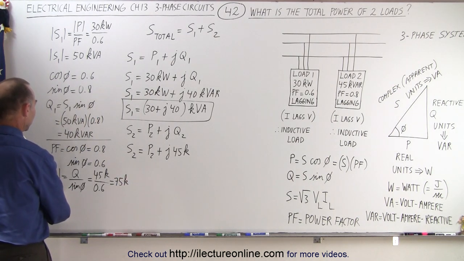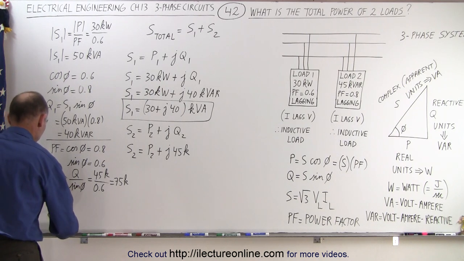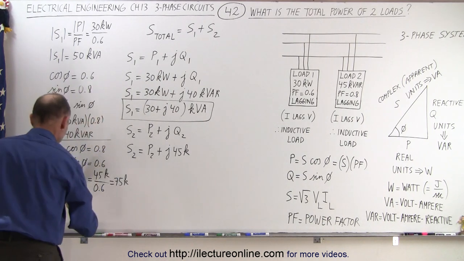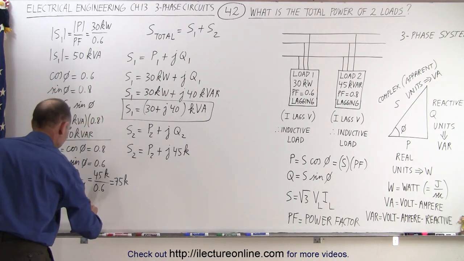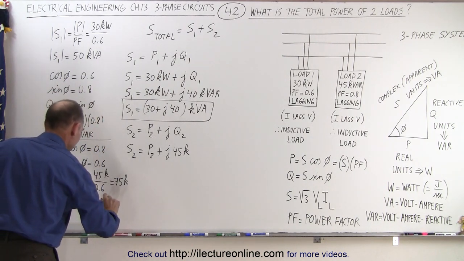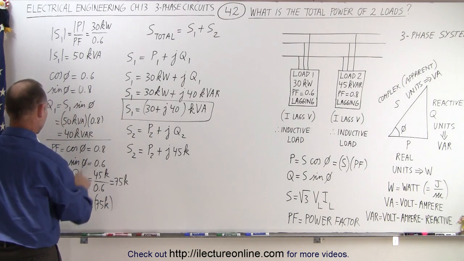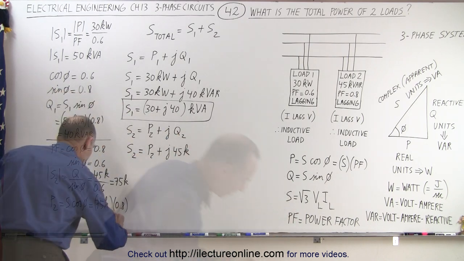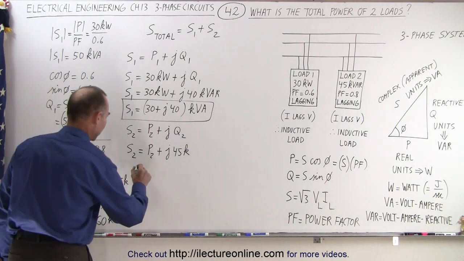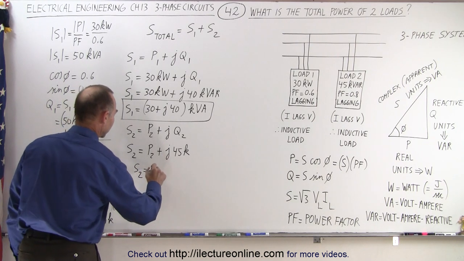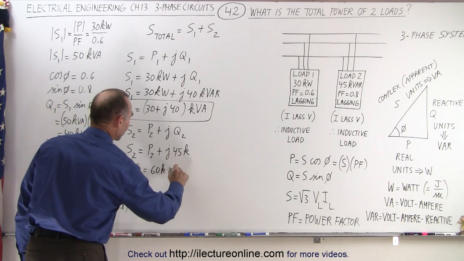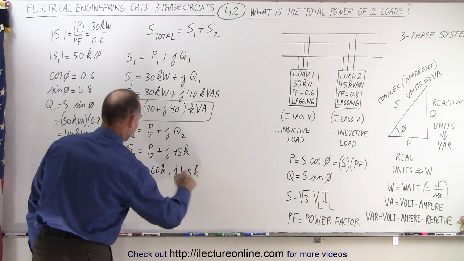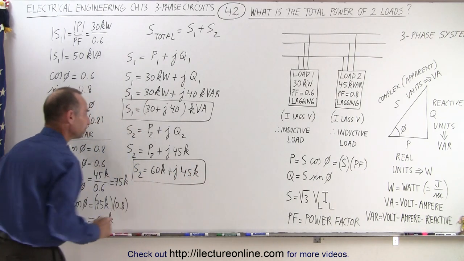So now that we know S, we can find P2. P2 is equal to S times the cosine of phi, the power factor, so that's 75K multiplied by the power factor of 0.8. So that would be 60K. All right, now we're ready to find S2, which is equal to 60K plus j45K. All right, that's correct. So now we found S2.